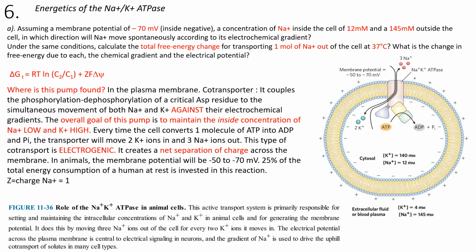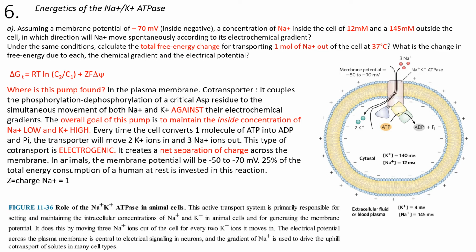So here it's just spontaneous. So that means down its concentration gradient. So it'll just go from high to low concentration. And that should be enough information for you to be able to answer that question.